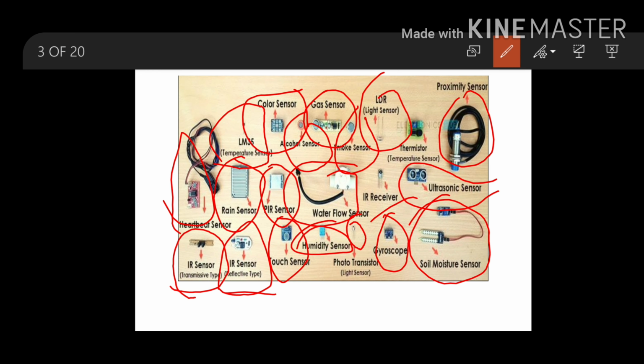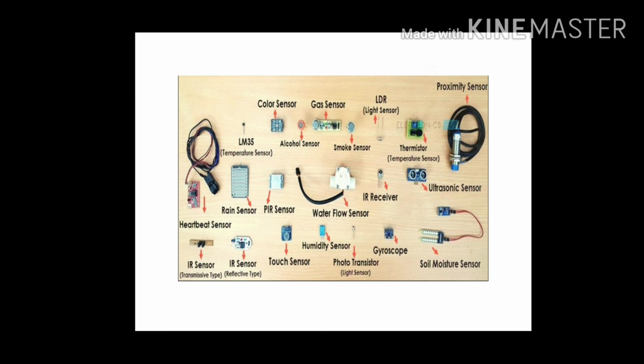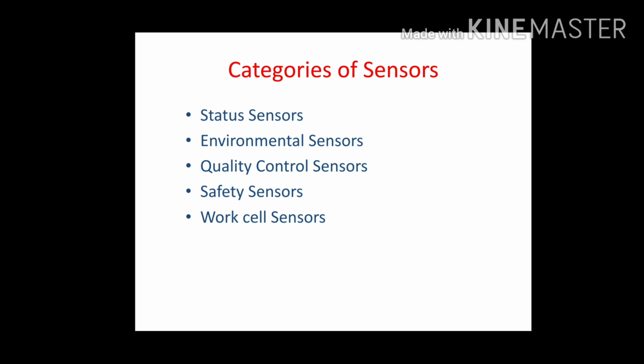So these are the different types of sensors existing. And now let's see how it is used for our robotics. So now the categories of sensors. The first one is status sensors, environmental sensors, quality control sensors, safety sensors, work cell sensors.